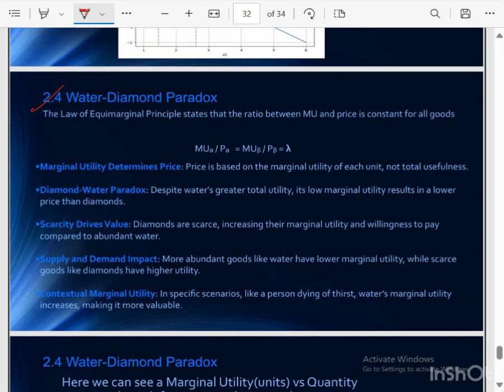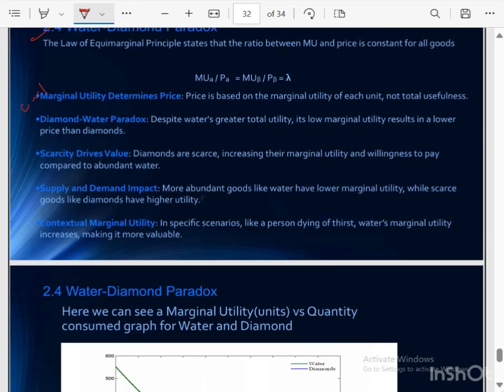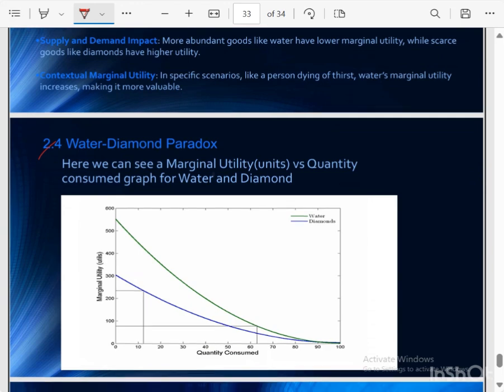Now here you can see the water diamond paradox. Why are diamonds more expensive than water, even though water is essential? We can see marginal utility determines prices, not total utility. Water has high total utility but low marginal utility. But diamonds have low total utility but high marginal utility. It's rare. This is why diamonds are more expensive than water. Then you can see the water diamond paradox graph here.